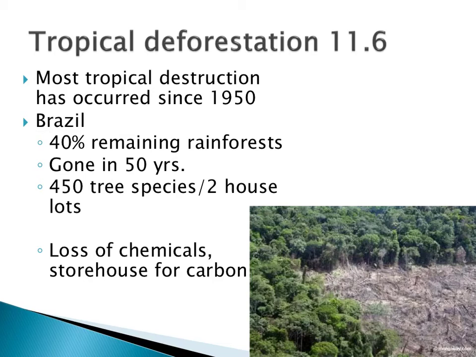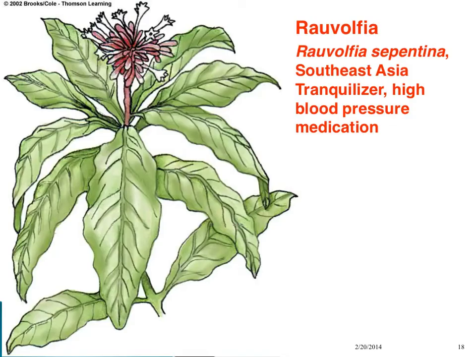If you think about your house lot and then double it, so basically your living space and your yard, and then double it, there's actually up to 450 different tree species within a tropical rainforest in that small amount of land. That is amazing diversity. We could lose chemicals. We could lose a huge storehouse.